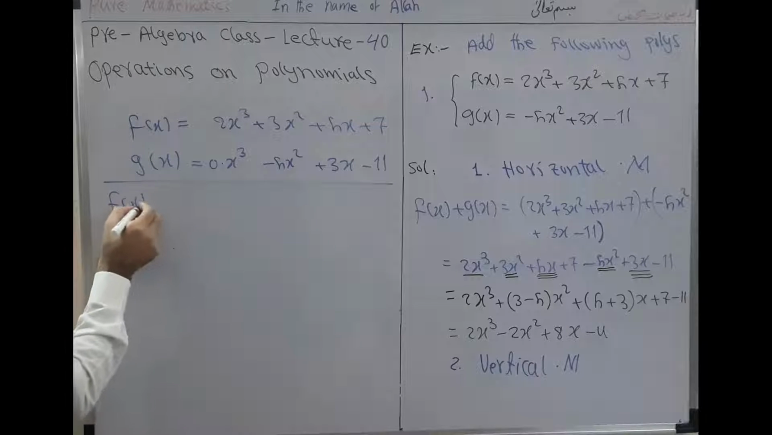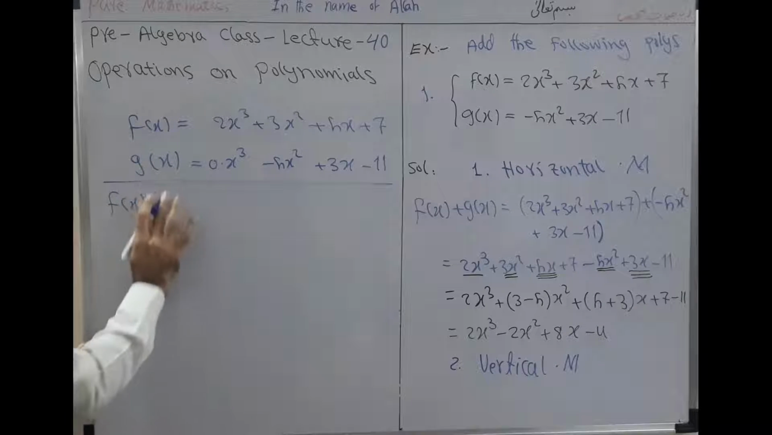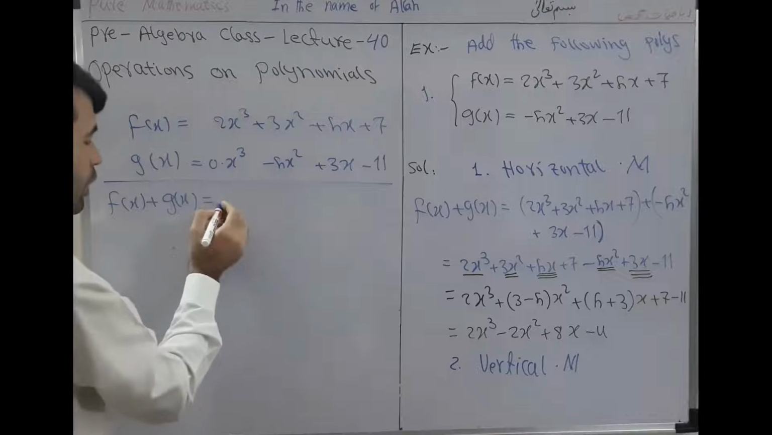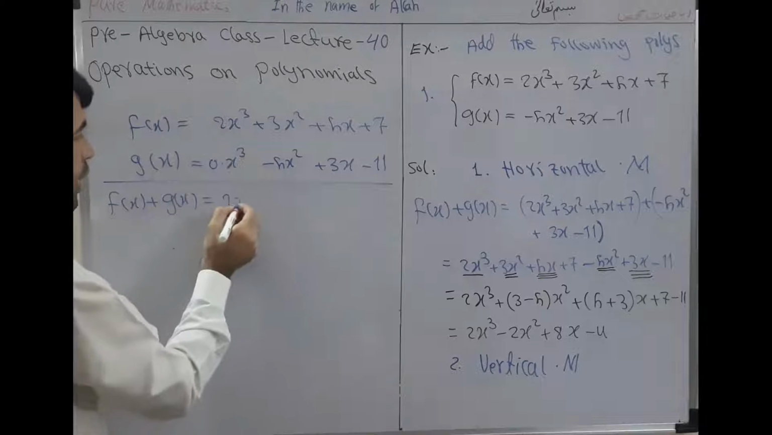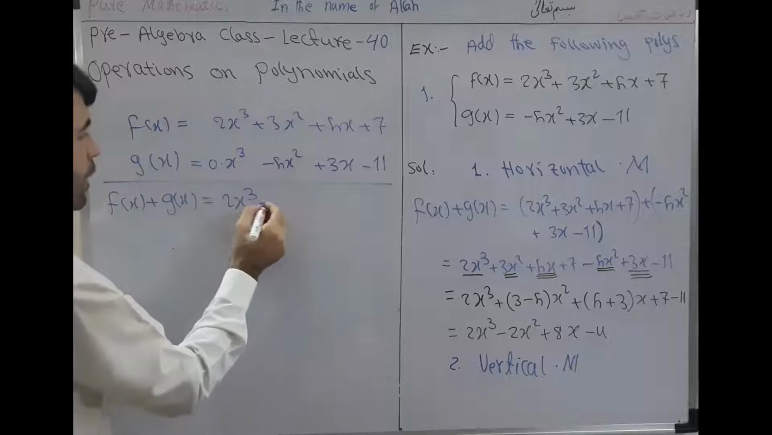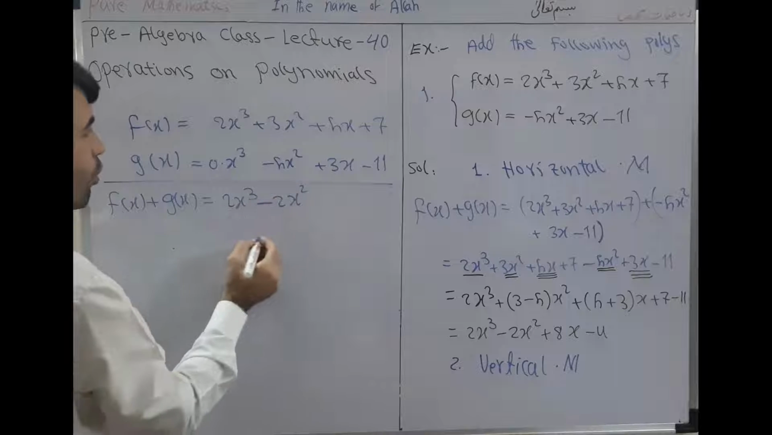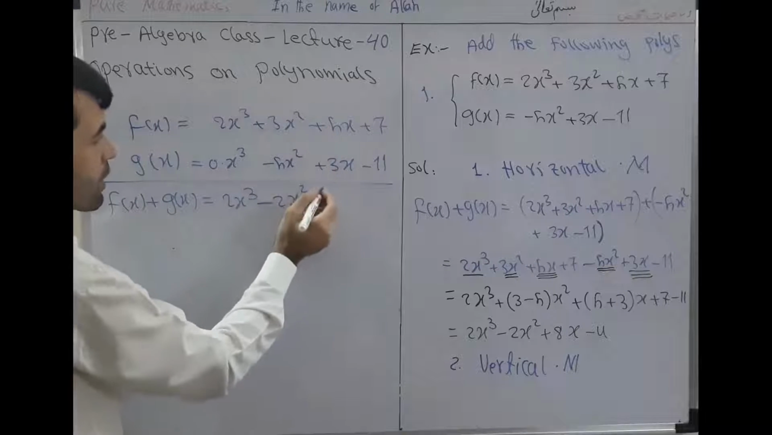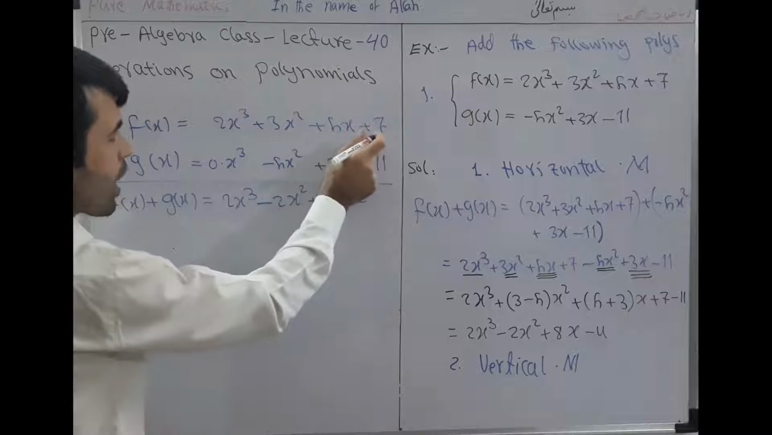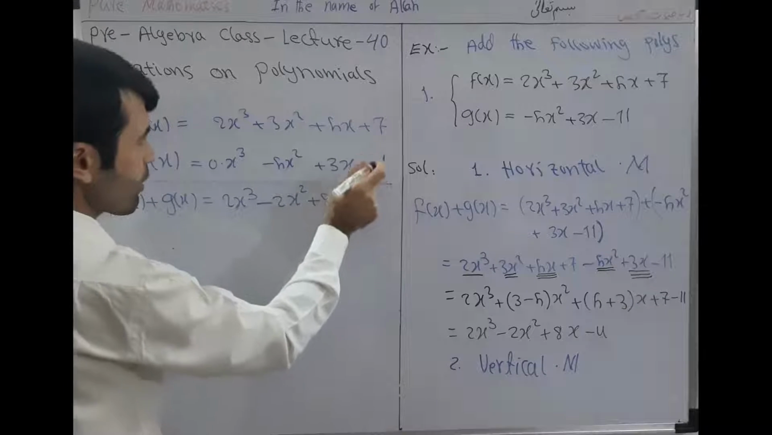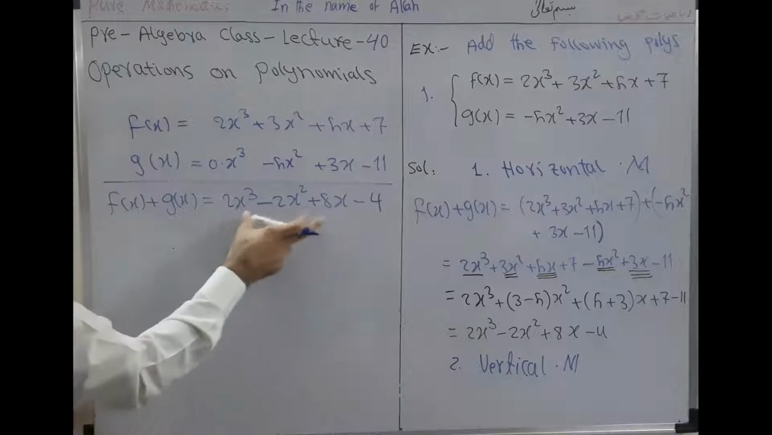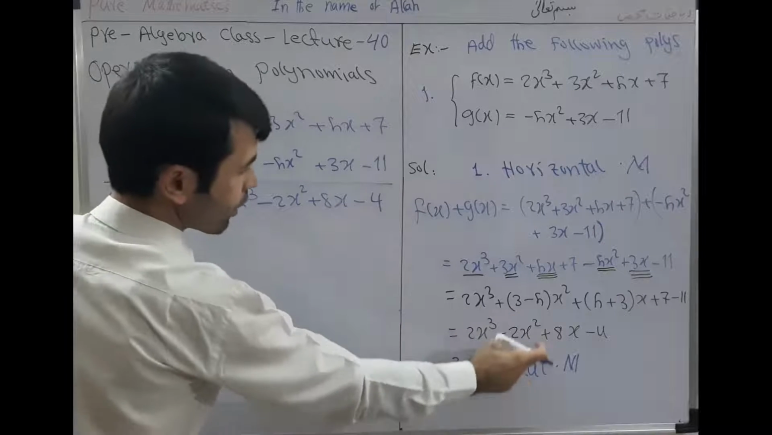f of x plus g of x is equal to 0 plus 2, 2x cube, plus 3 minus 5, minus 2x square, plus 5 plus 3, plus 8x, plus 7 minus 11, we get minus 4. The result, both of them are the same.